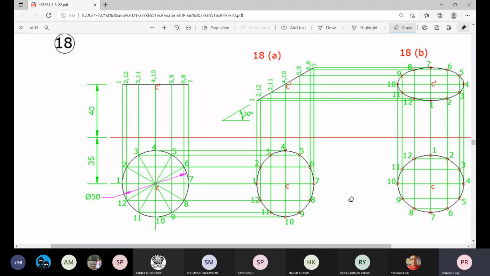So the first stage of drawing is to draw a horizontal line of length equal to the diameter of the circle. What is the diameter? 50 millimeter. What about the position? 40 millimeter. That is the first step. You know point 1 and point 7 now. But even if you do not think about points 1 and 7, just draw a horizontal line which gives you the diameter. Okay? Then you draw the complete circle in plan.